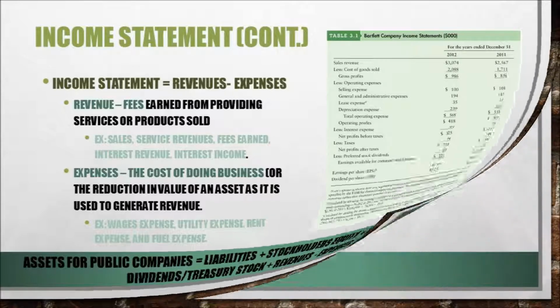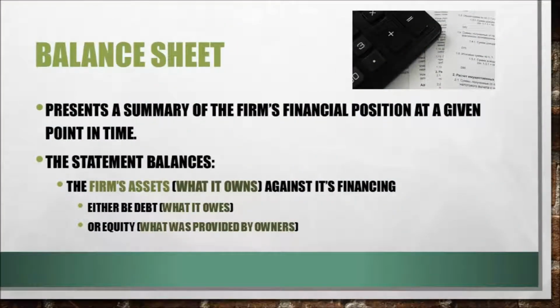The balance sheet. So a balance sheet is used to summarize the firm's financial position at a given point in time. Usually, statement balances are used for the firm's assets, which is what is owned, like what we own, against its financing, either through debt, what we owe, or equity, which is what was provided by owners.